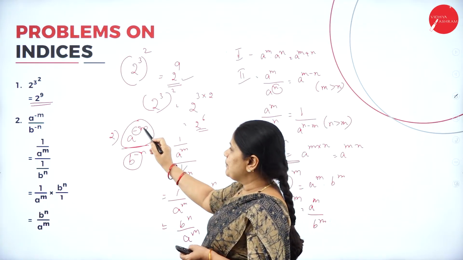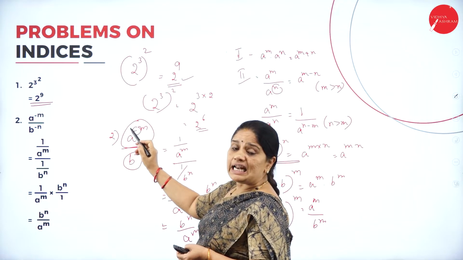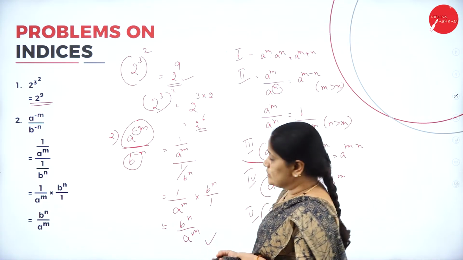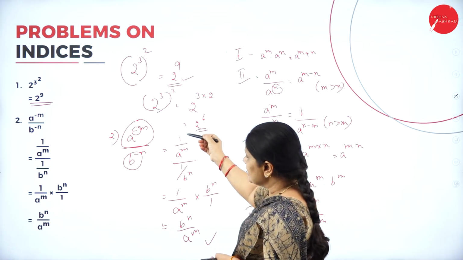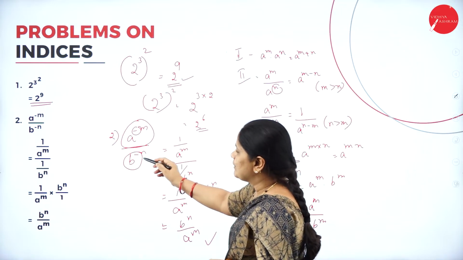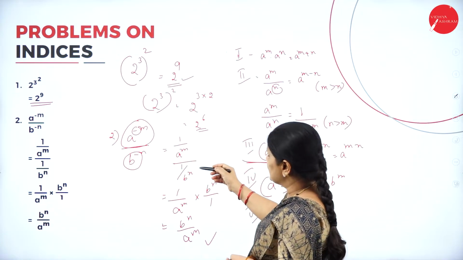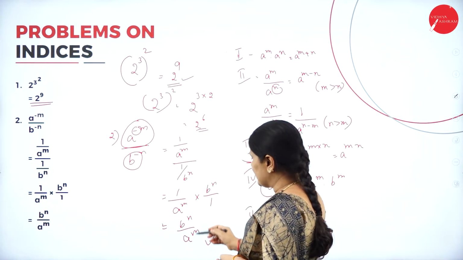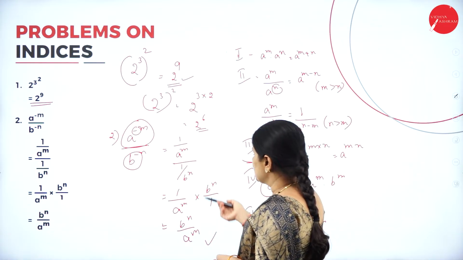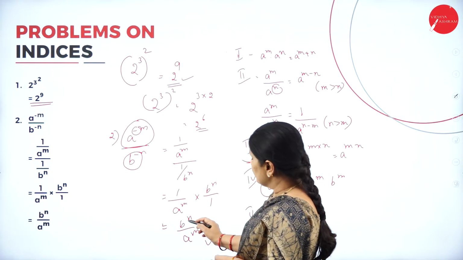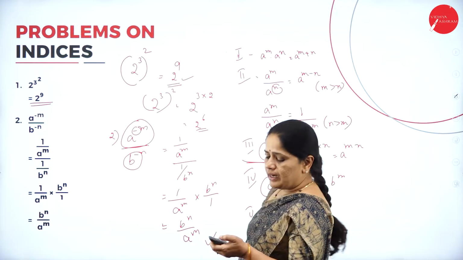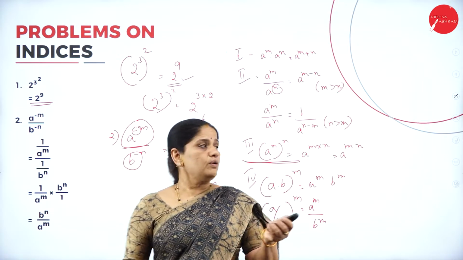See, whenever a power with a minus sign or a negative sign is given, the best way to take out the negative sign is to write it as a denominator. So a to the power of minus m is written as 1 by a to the power of m, and again b to the power of minus n is written as 1 by b to the power of n. So when you do the simplification or the division process, you will be getting b to the power of n by a to the power of m. Now, hope you have understood these two problems.